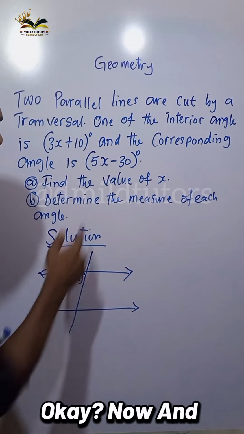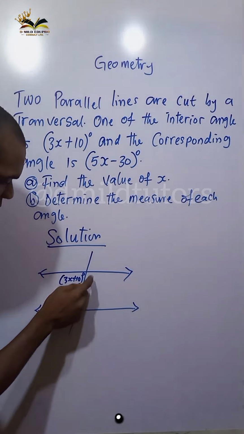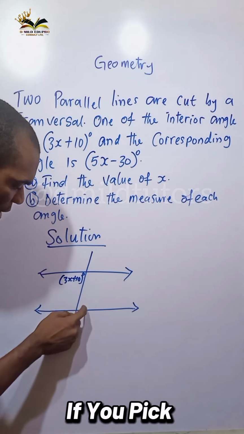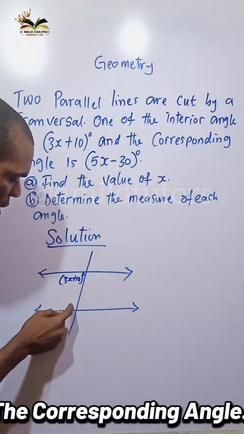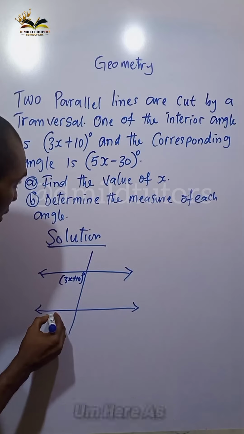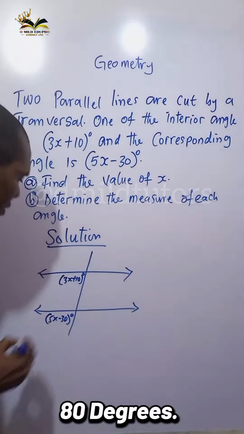Now, the corresponding angle of this interior angle is this. If you pick here, the corresponding angle is going to be this. If you pick here, this is the corresponding angle. If you pick this part, this is the corresponding angle. So we have here 5x minus 30 degrees.